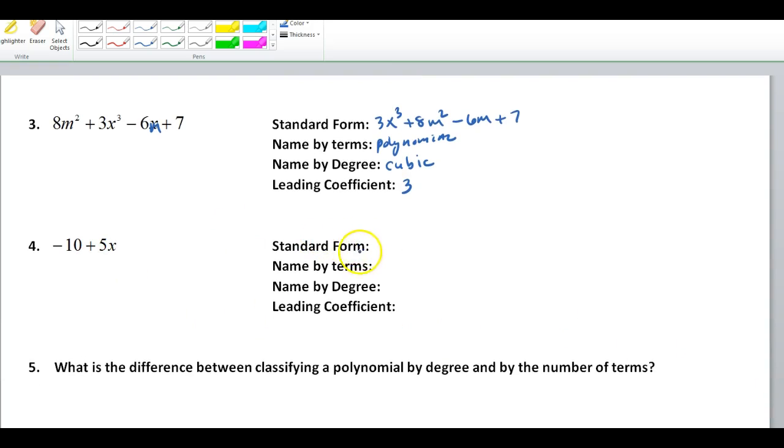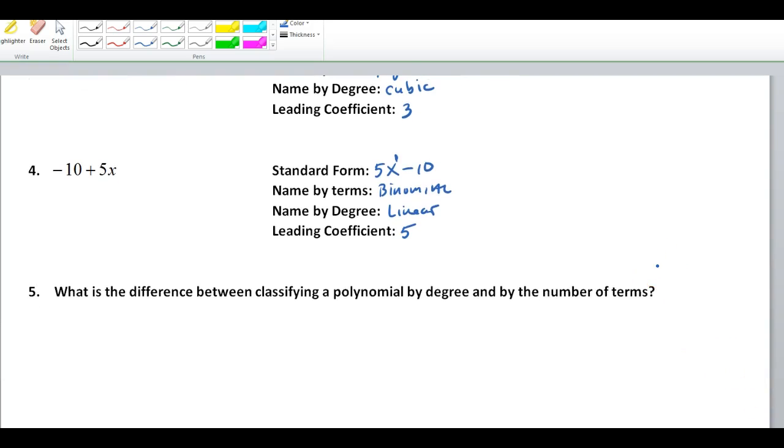So, standard form here, 5x we start with, minus 10. 2 terms tells me it's a binomial. Name by degree. Since the highest degree is 1, we say it's linear, and you'll understand that later on. The leading coefficient in this case is 5.